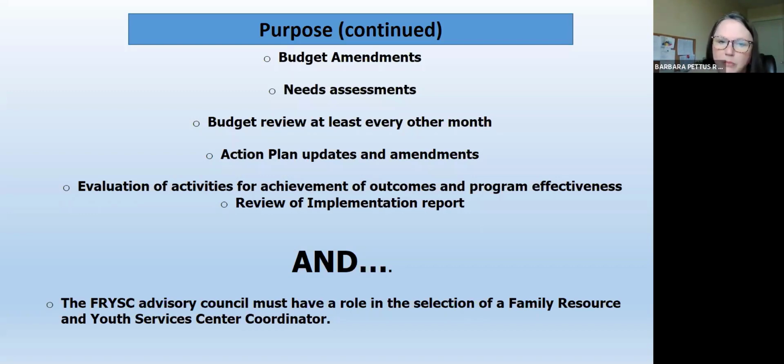And then one of the most important things also is that the Advisory Council should have a shared role in the hiring of the coordinator. They should be on the team with the school to help interview and to have a meaningful role in the selection of the coordinator for a center.